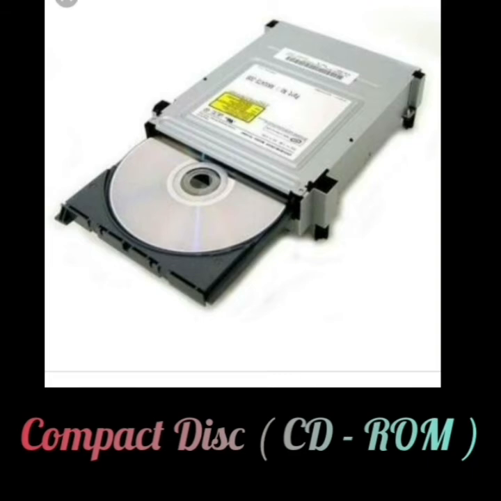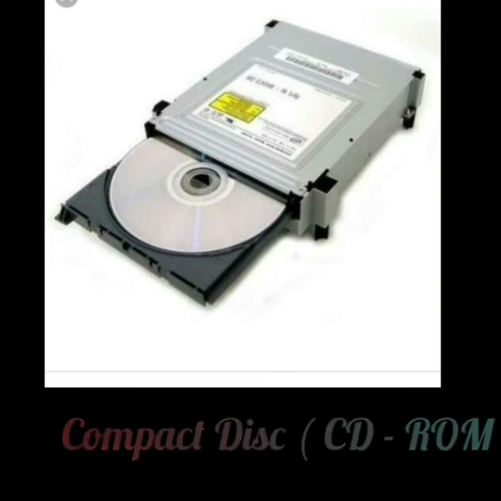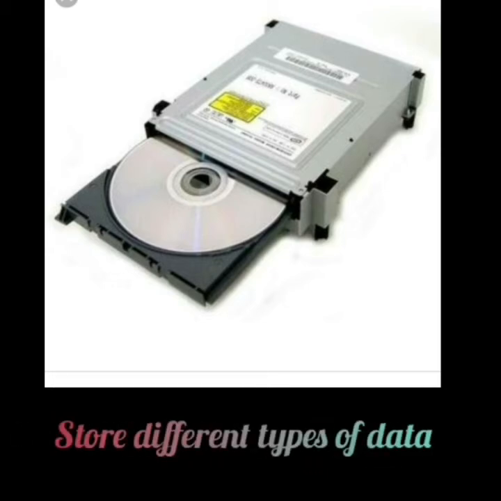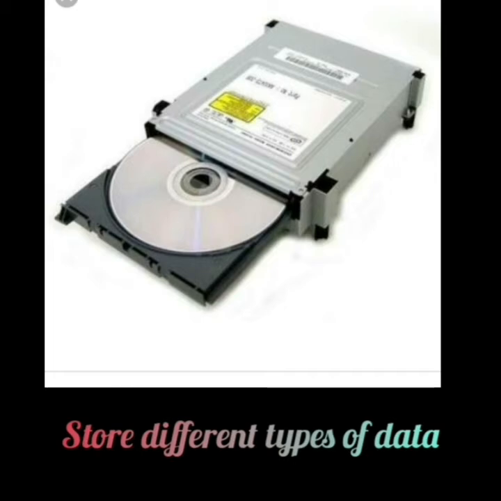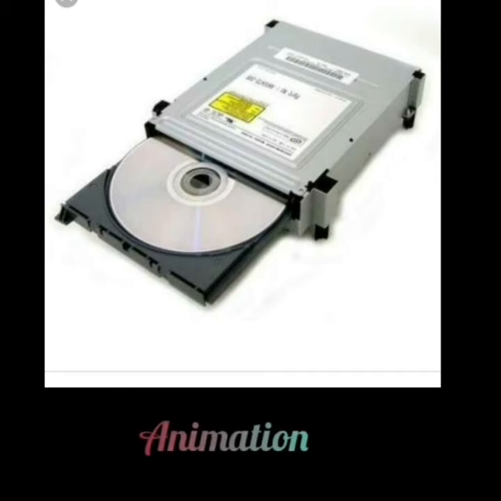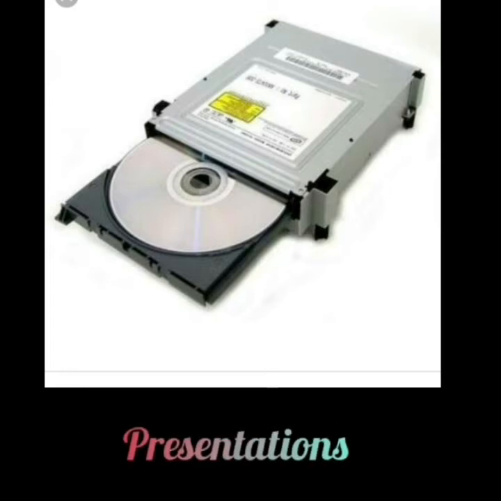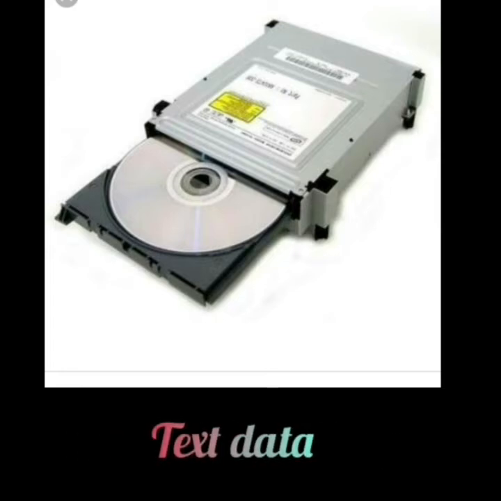Third, compact disc. It means CD-ROM. Compact disc is also known as CD. It is an optical disc used to store digital data. It was originally developed to store only music exclusively, but nowadays it is also used to store different types of data like movies, animation, presentations, and text data apart from only sound.